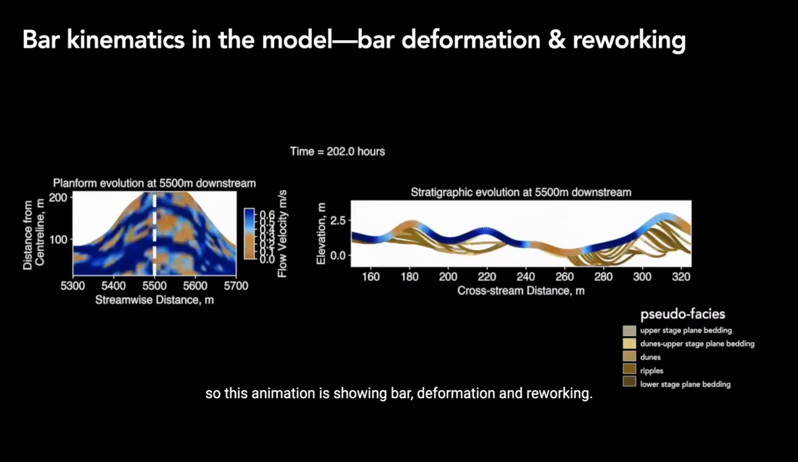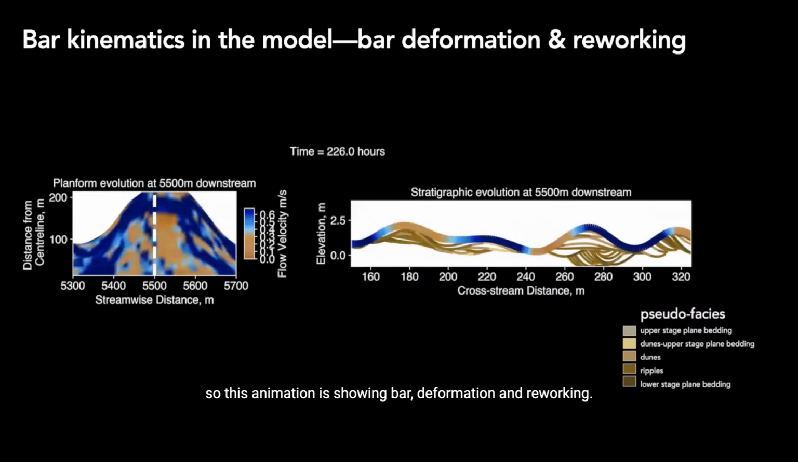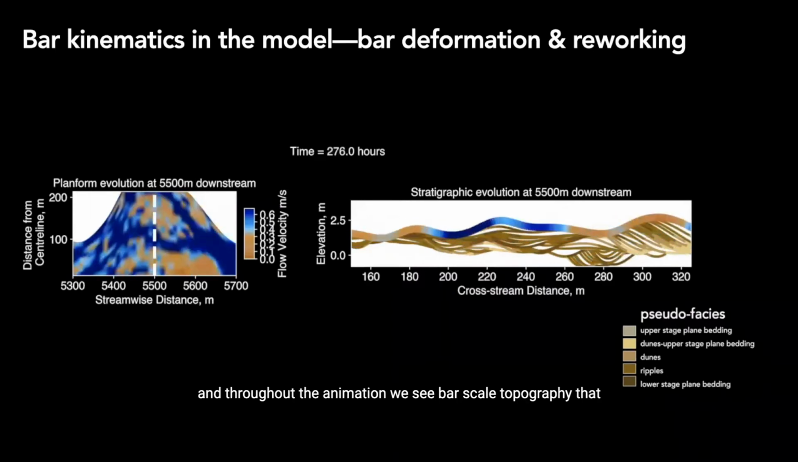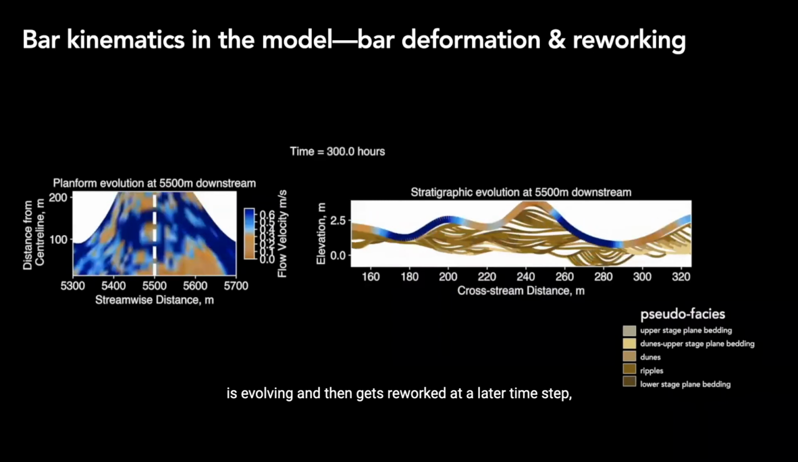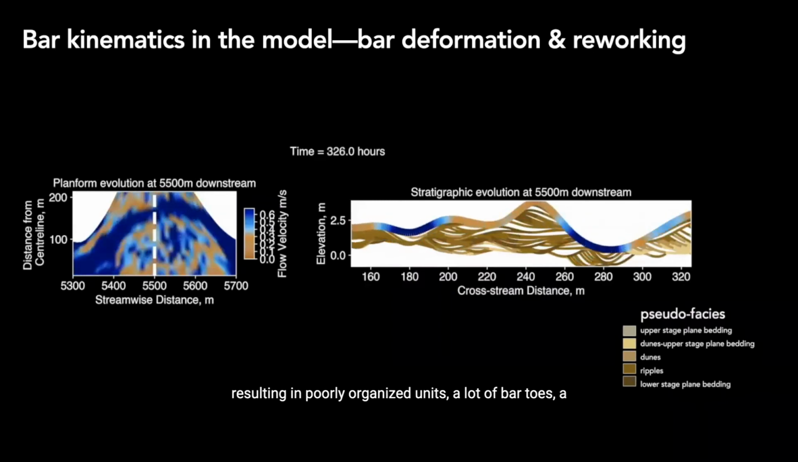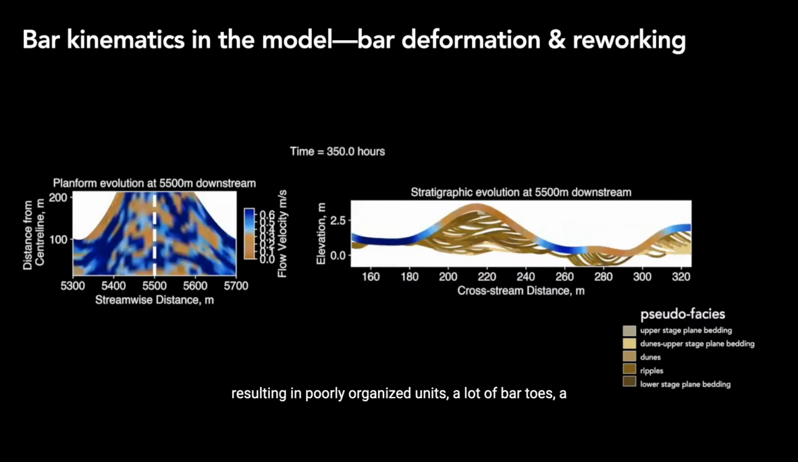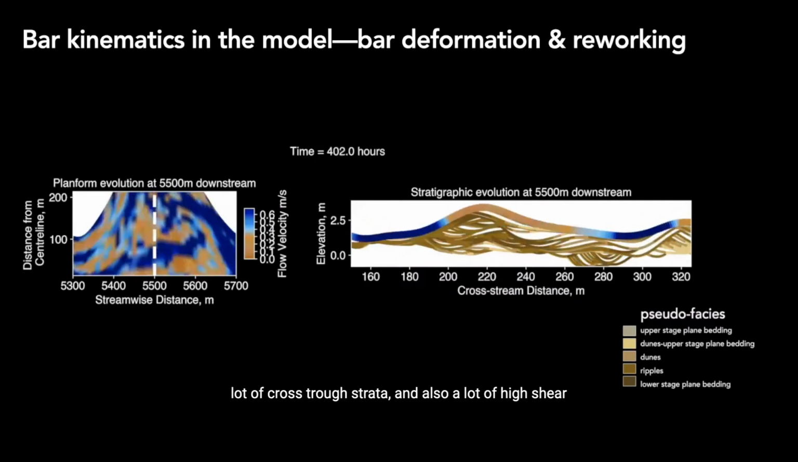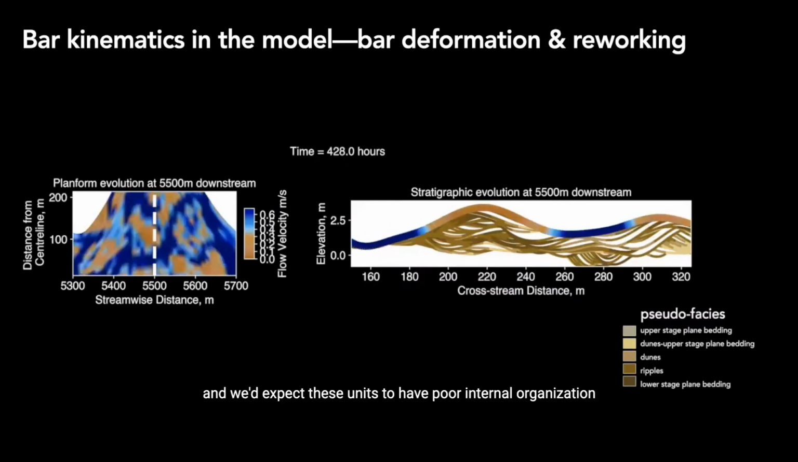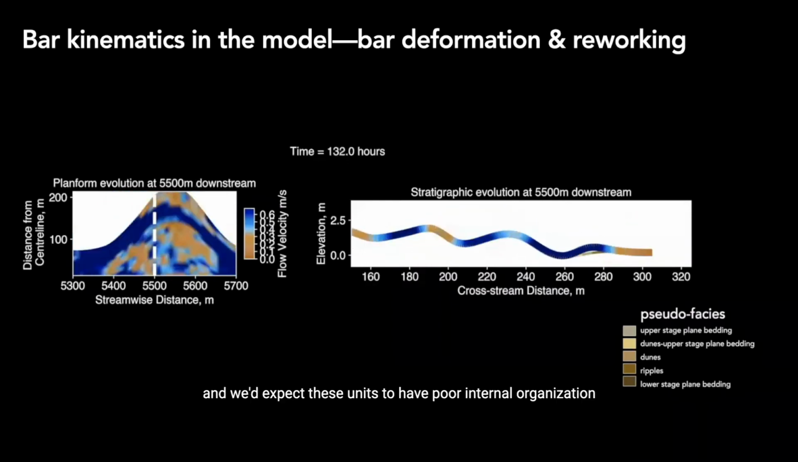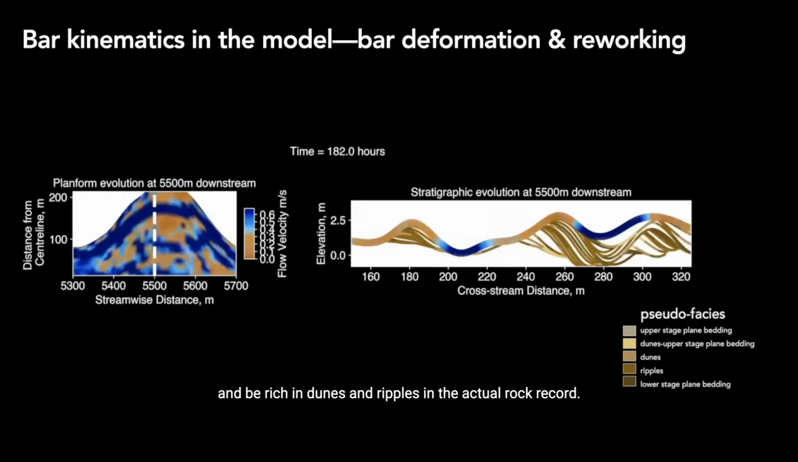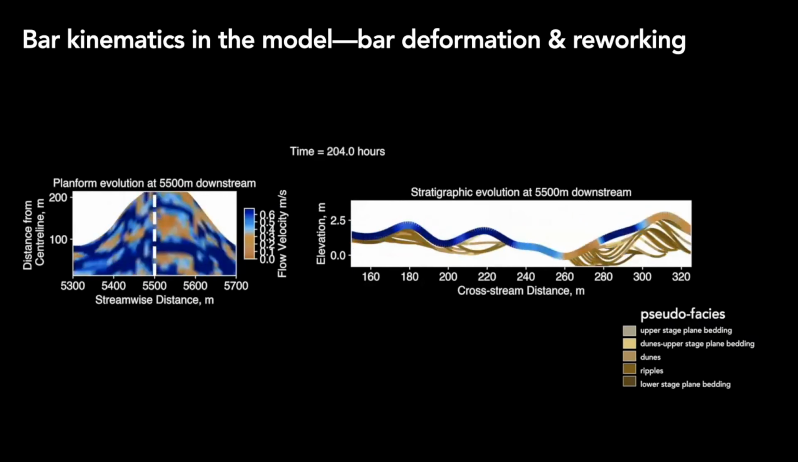So this animation is showing bar deformation and reworking. And throughout the animation, we see bar scale topography that is evolving and then gets reworked at a later time step, resulting in poorly organized units, a lot of bar toes, a lot of cross-trough strata, and also a lot of high shear stress facies. And we'd expect these units to have poor internal organization and be rich in dunes and ripples in the actual rock record when we go to the logbook.